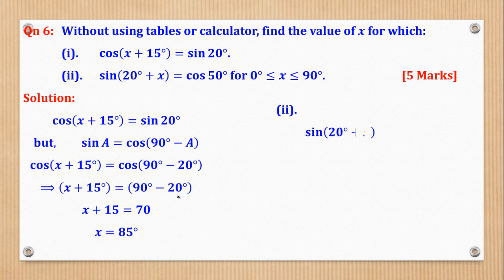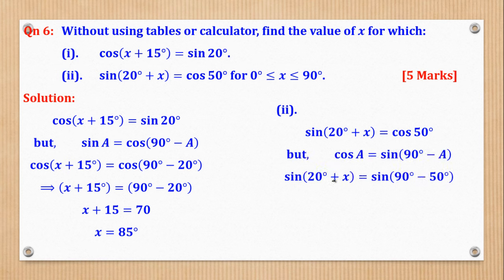For Roman 2, still do the same. This is sine, meaning I have to change this to sine. So I'll come and say this becomes sine 90 minus 50. Then cancel this to equate the angles. Then make x the subject. And that's what they wanted.